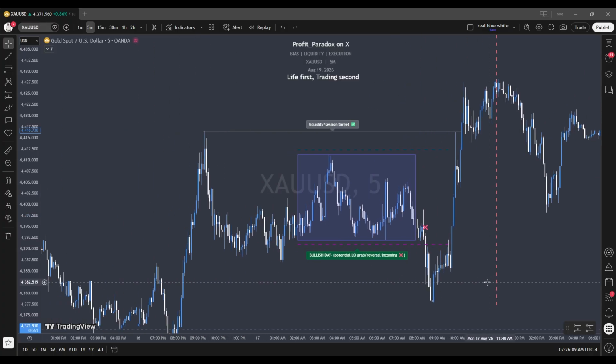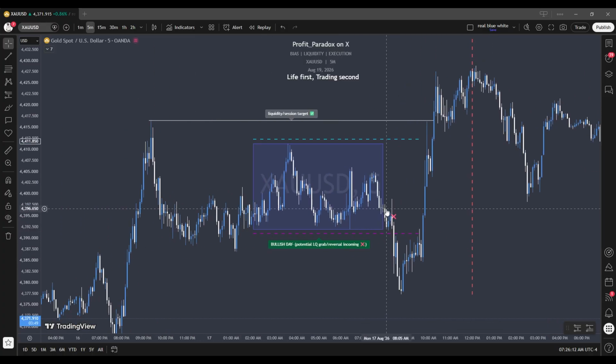This day again, we look at this at 8 AM EST, the range printed a bullish day, so you start looking for buys. However, right here you signify that there's going to be a potential liquidity grab or reversal incoming. As you can see, we sweep this low, and price reverses up into the session target as intended. I'm gonna delete these. As intended, right?